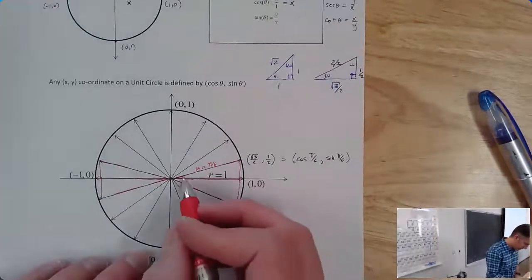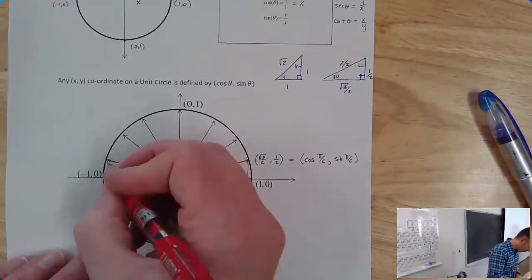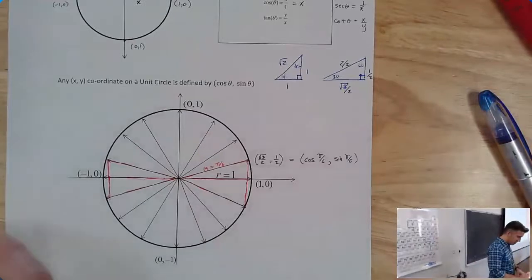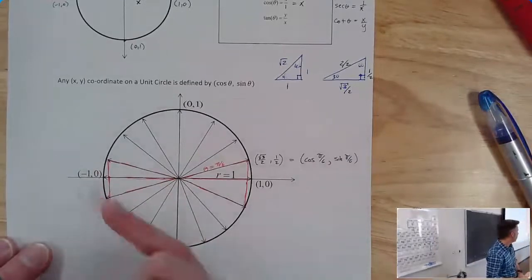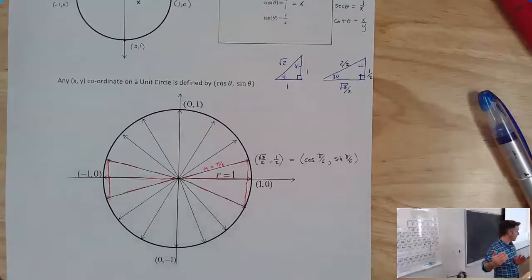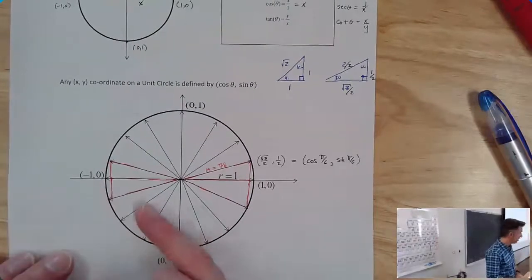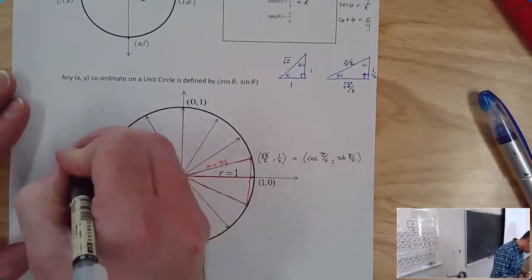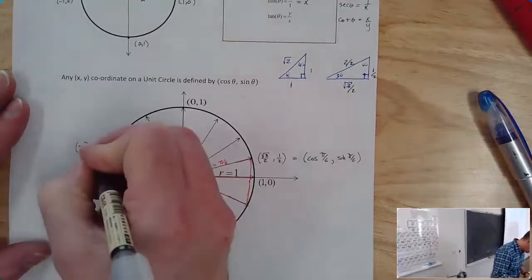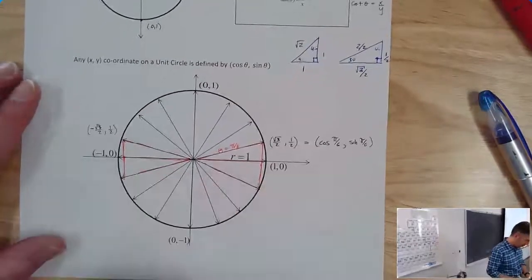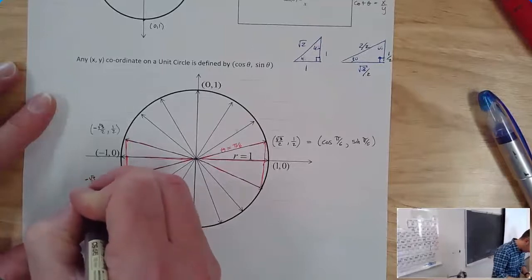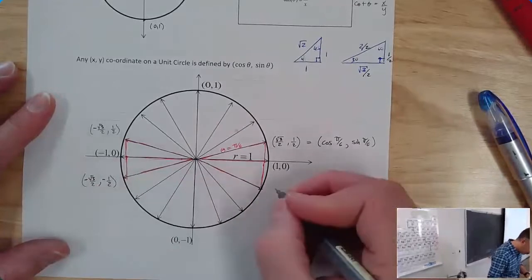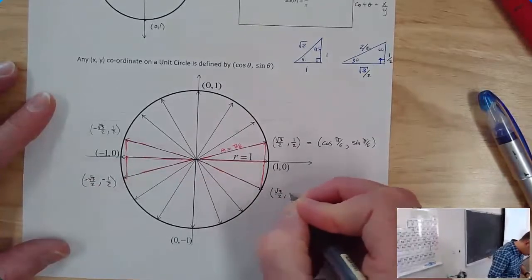Meaning that this length here is also root 3 over 2. This is 1/2. This is 1/2. This is 1/2. The only difference is that in this quadrant over here, the x values are negative because we've gone to the left instead of to the right. And in the third quadrant here, the x and the y values are both negative. So this coordinate here is going to be negative root 3 over 2, comma 1/2. And this coordinate down here in the third quadrant is going to be negative root 3 over 2, comma negative 1/2. And this coordinate over here in the fourth quadrant is going to be positive root 3 over 2, comma negative 1/2.